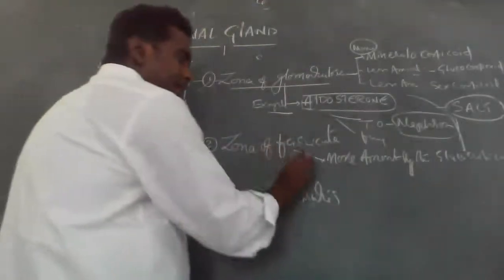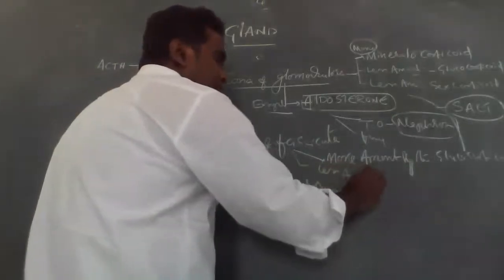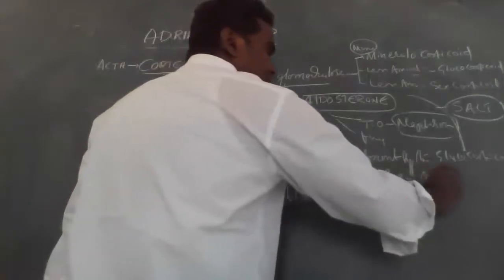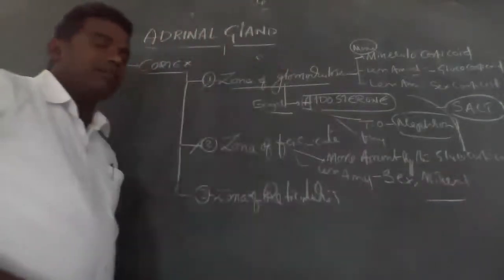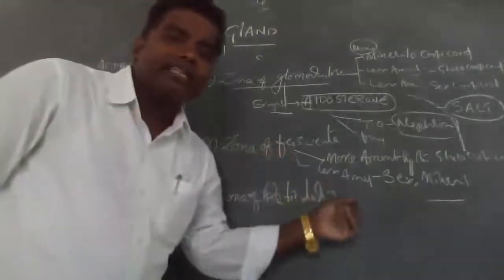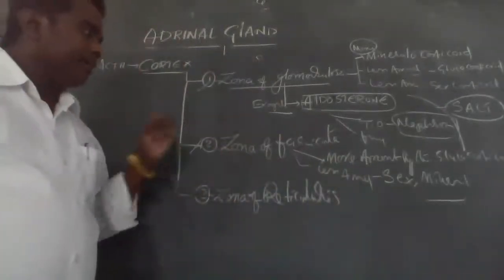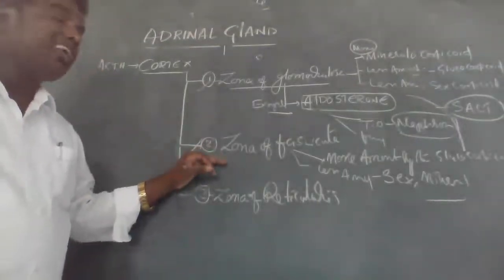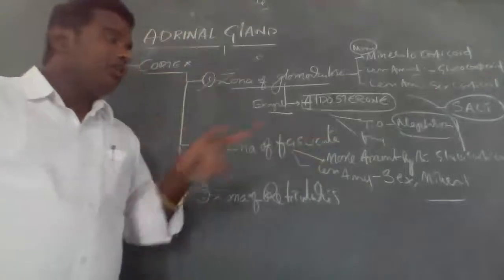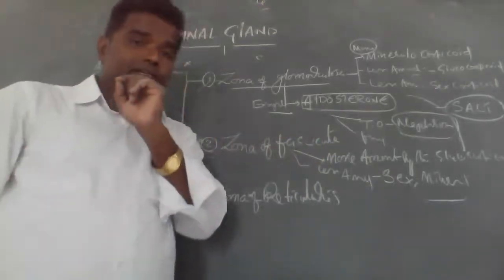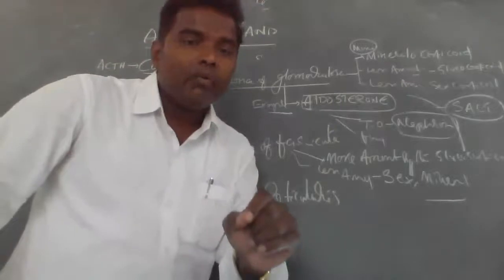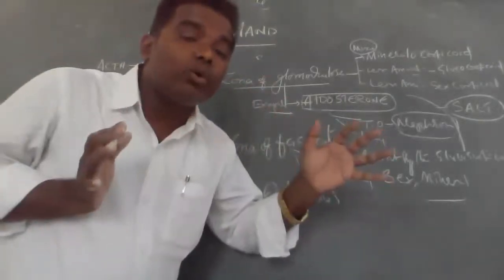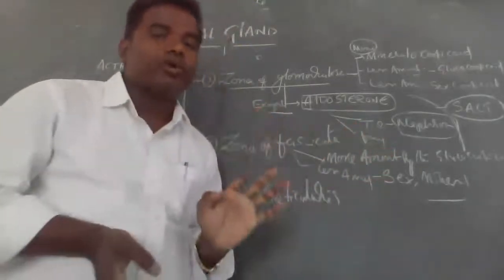The zona fasciculata secretes more amount of the glucocorticoids, and less amount of the sex and mineralocorticoids.